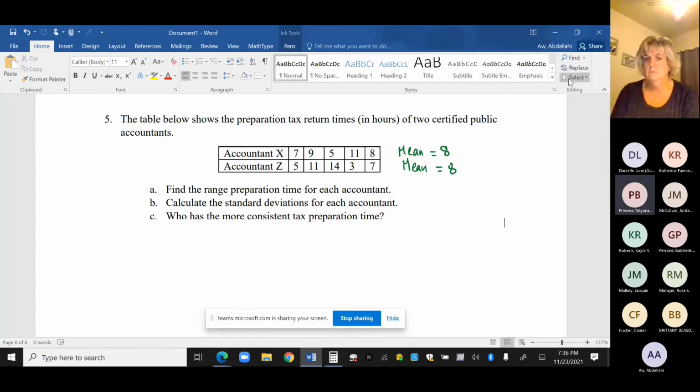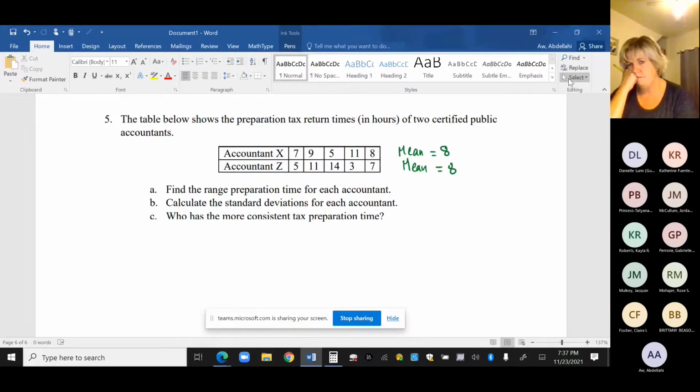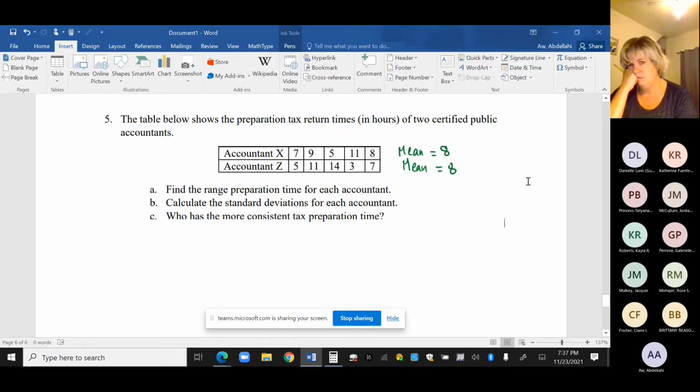You see, the goal of this problem is to show that the mean doesn't tell the whole story. The mean does not allow us to fully understand the nature of the data, because here we have two different sets of data with exactly the same mean. The standard deviation will tell us more about the two sets of data. So now we're going to find the standard deviation for the first one. Let's do the first one.